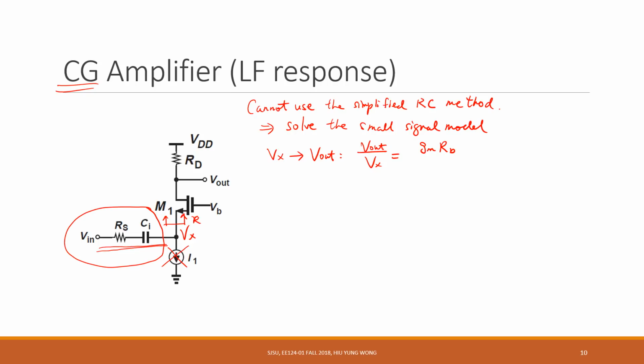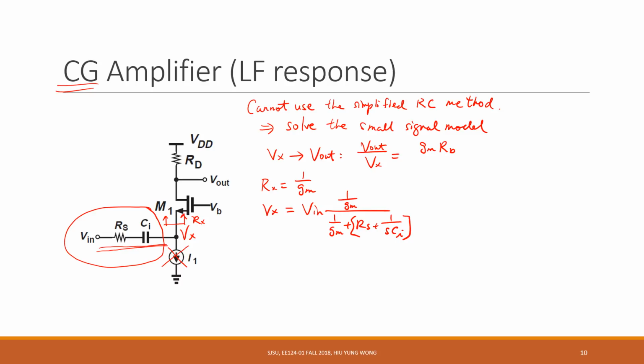Let me call this Rx. What is this? Yes, Rx equals 1 over Gm, right? So Vx equals V in times the potential divider: 1 over Gm divided by 1 over Gm plus Rs plus 1 over sCi. This Rs plus 1 over sCi is the impedance of Rs in series with Ci.